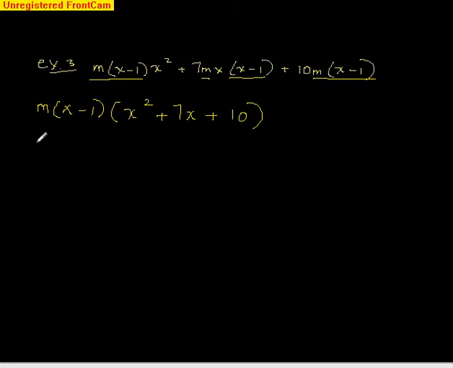And again, we're going to recopy everything: m times x minus 1. Two sets of parentheses. The last sign is positive. What are they both going to be? They're both going to be positive.